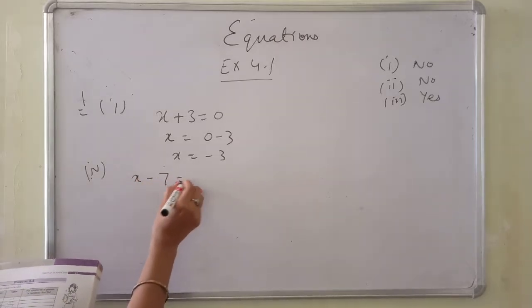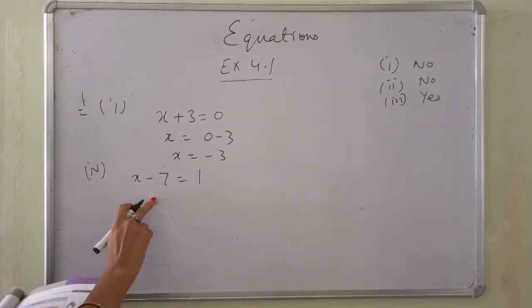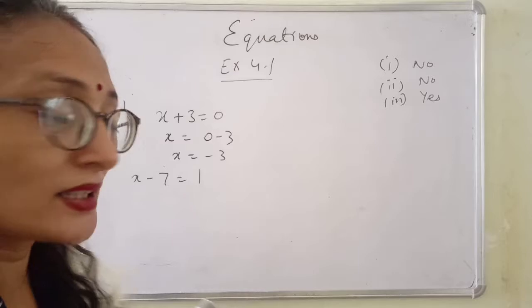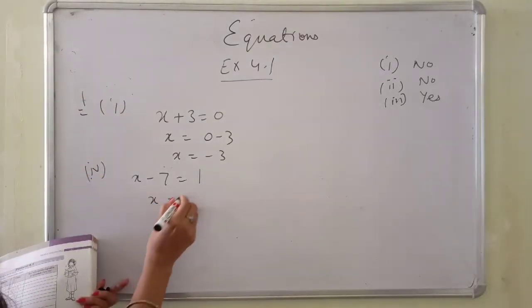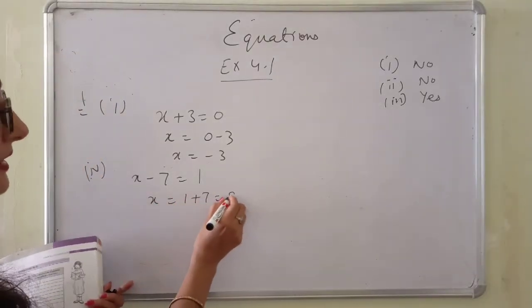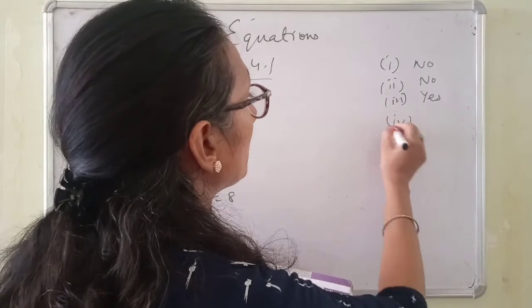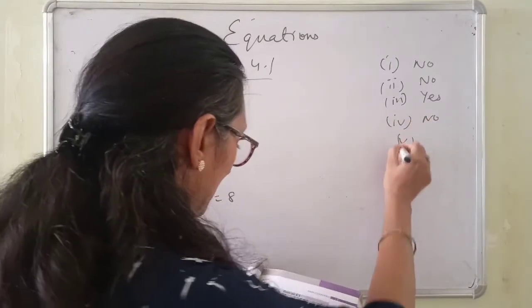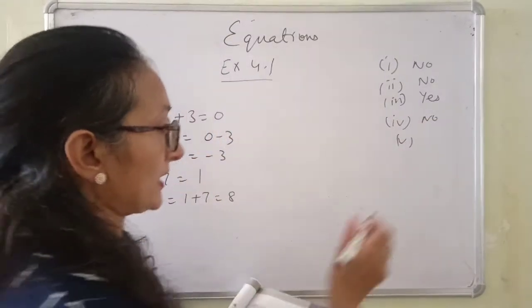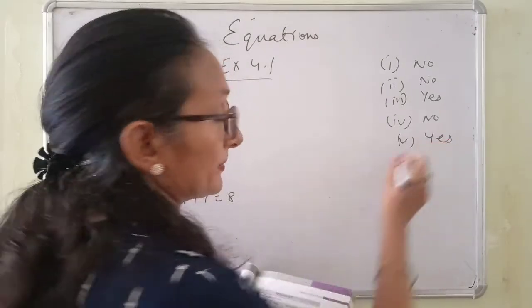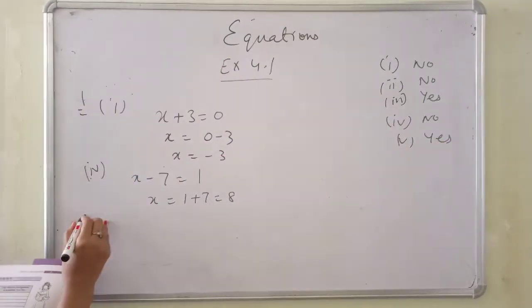x minus 7 is equal to 1. Minus is here. So when we send it in the other direction, it will be plus. So 1 plus 7, that is 8. Now we check the answer. See, fourth, x is equal to 7. So no. Fifth, x is equal to 8. Yes. So fifth is the answer. Okay. Now move to the next one.